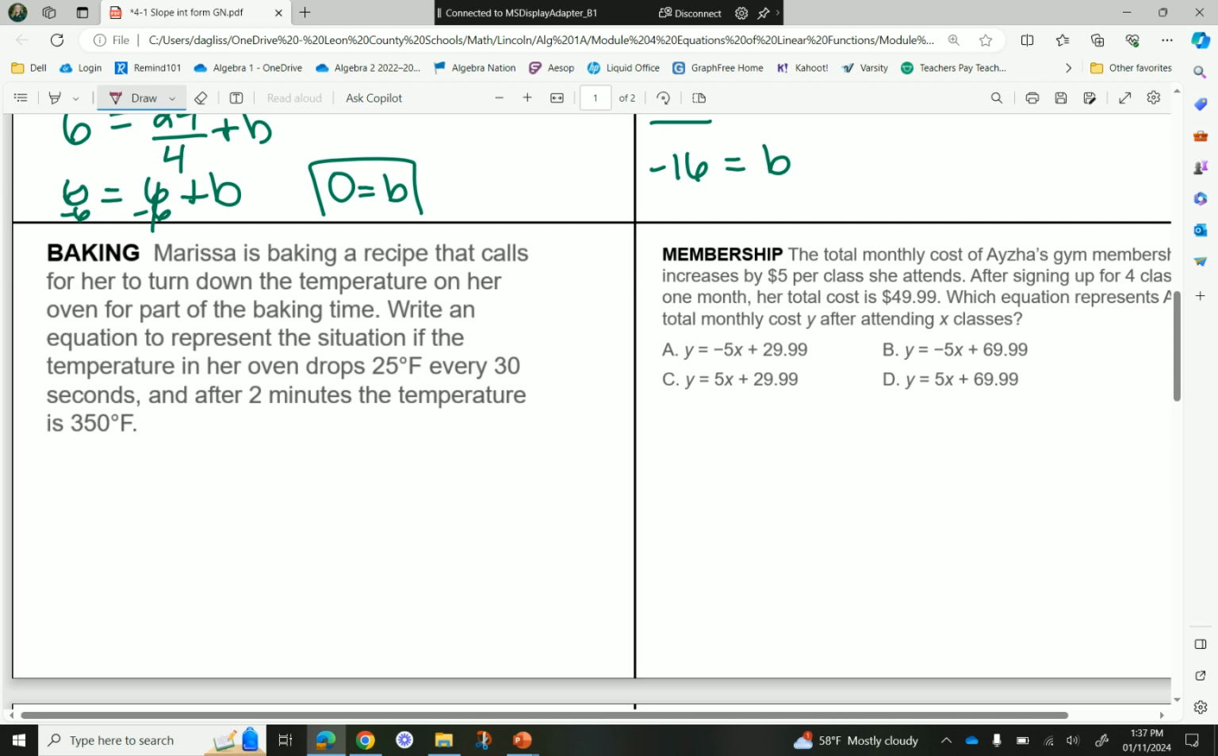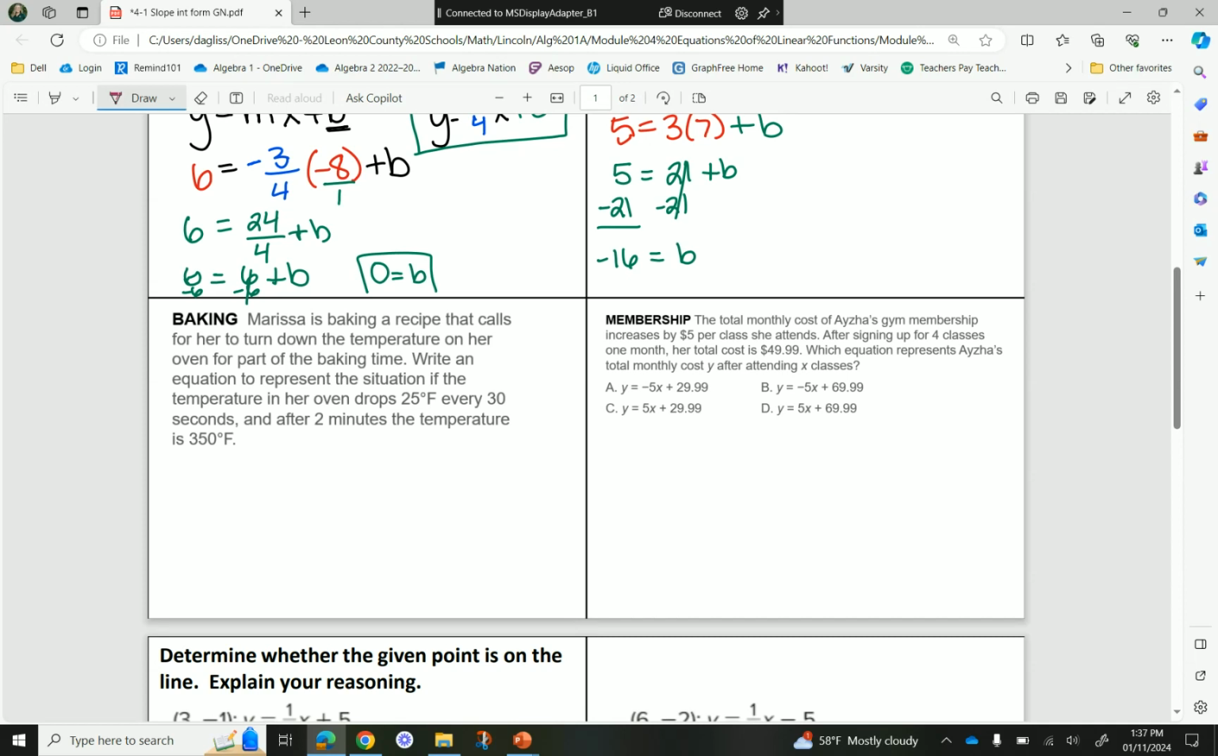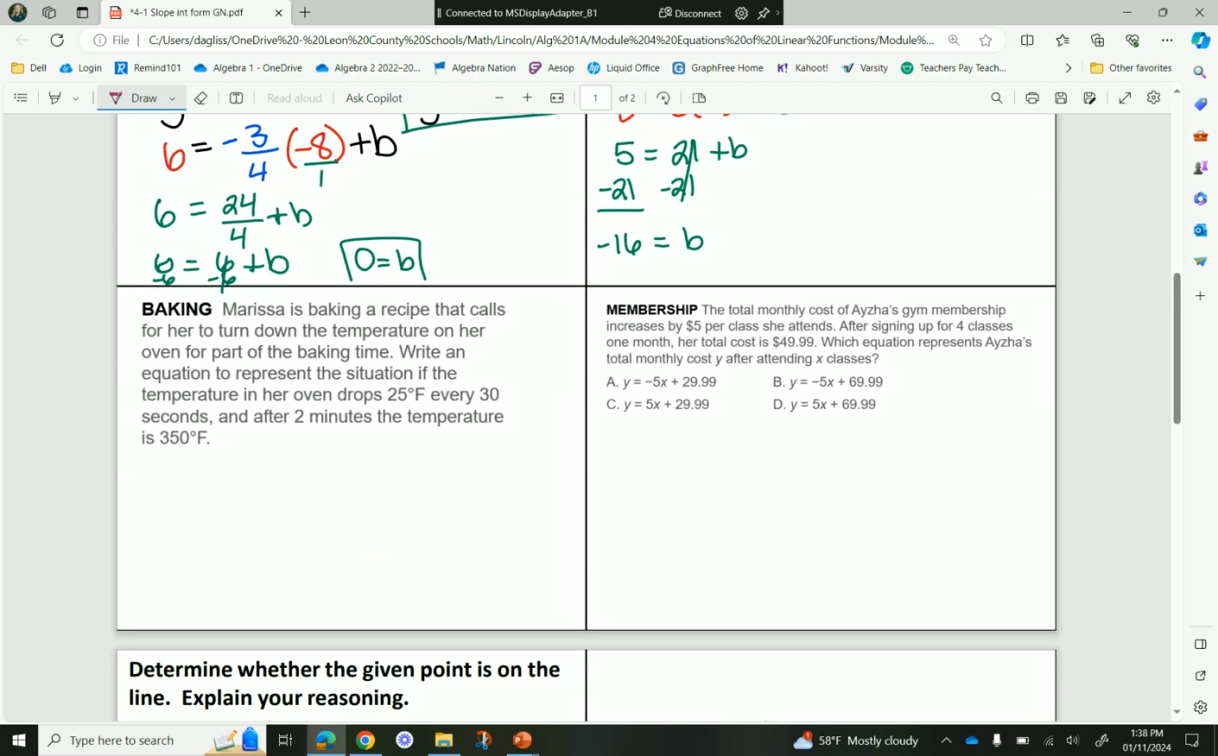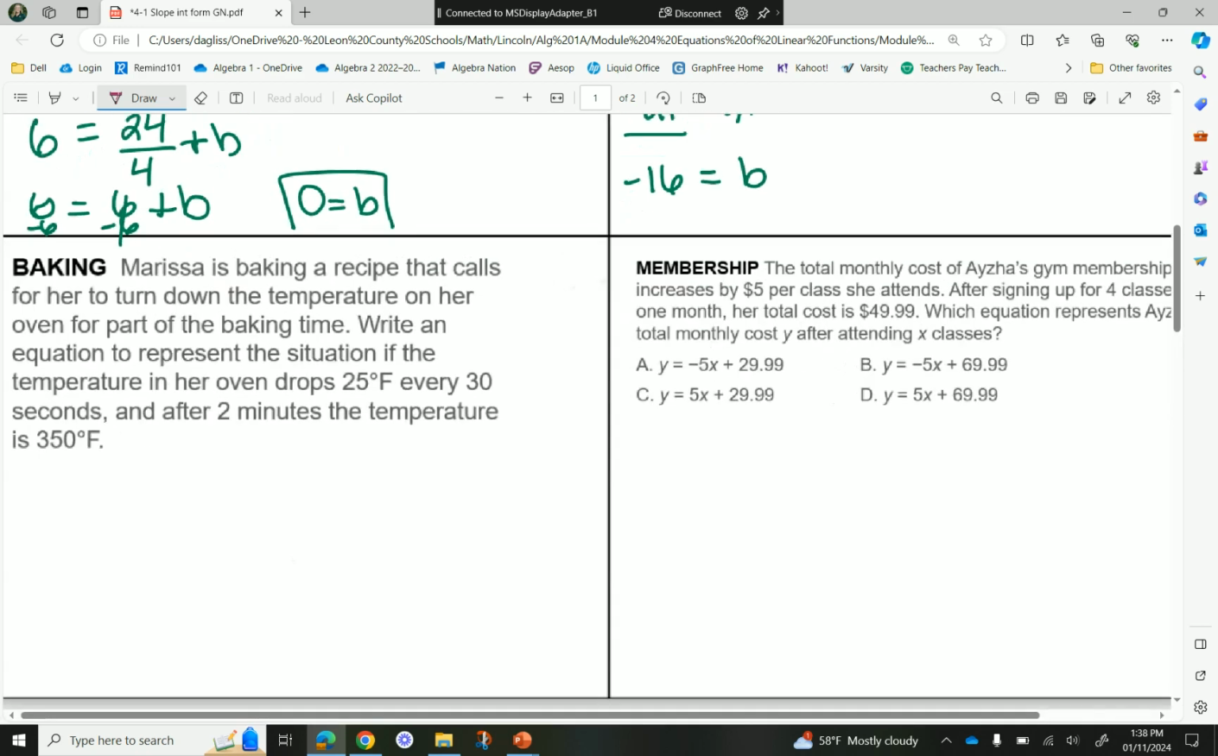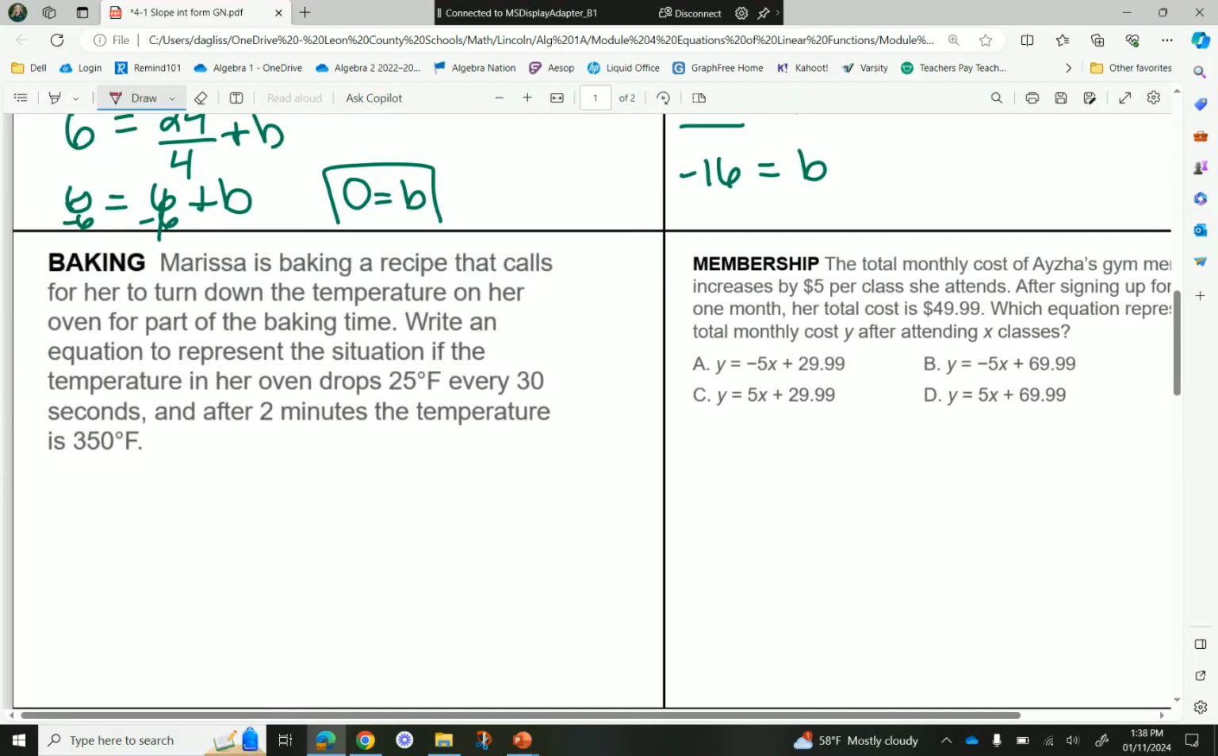Okay. We have a word problem. We're going to pull information from it and write our equation. Marissa is baking a recipe that calls for her mom to turn down the temperature on her oven for part of the baking time. Write an equation to represent the situation if the temperature on her oven drops 25 degrees Fahrenheit every 30 seconds, and after 2 minutes, the temperature is 350 degrees. So this is like the warm-up, where we write an equation to generalize, and then we put in the information that we know.